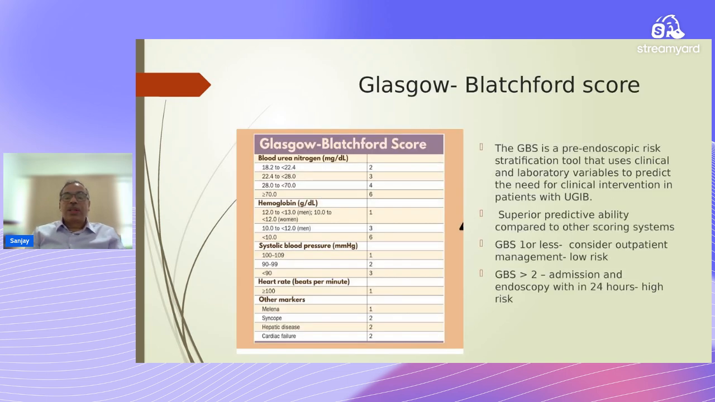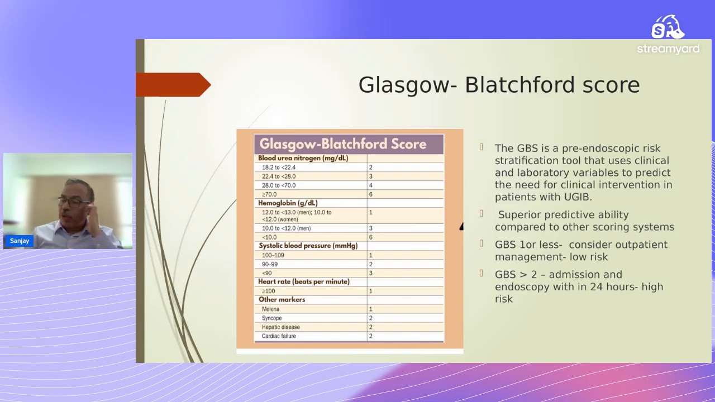And the other score is the Glasgow Blatchford score, GBS for short. What exactly is it? It's a pre-endoscopic score. That means a patient has come to you, you have stabilized the patient, you have still not done endoscopy, then you can use this score. So it's a pre-endoscopic risk stratification tool that uses clinical and lab variables to predict the need for any clinical intervention in a patient with upper GI bleeding.